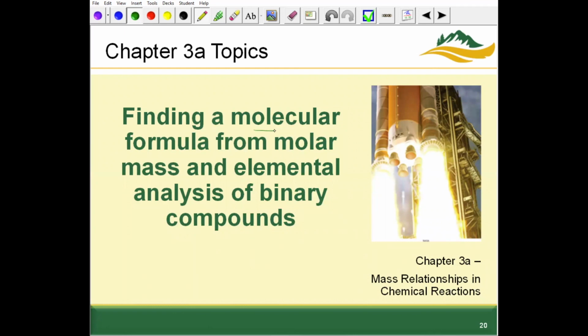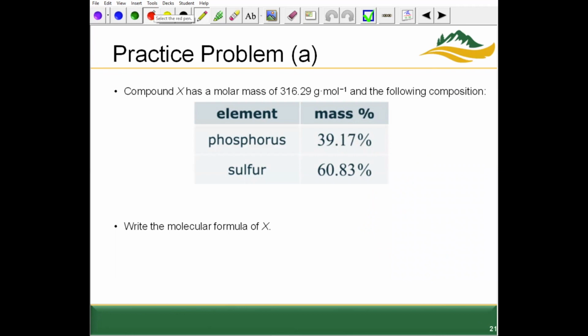We're going to go through this next one, which will be more of a review: finding a molecular formula from molar mass and elemental analysis of binary compounds. In this practice problem, we have compound X. It has a molar mass. In addition to knowing this, we're also told that phosphorus has a mass percent of 39.17 and sulfur 60.83%. It's a little bit different than what we've seen before, but it will feel similar, except now we're given a molar mass and this table.